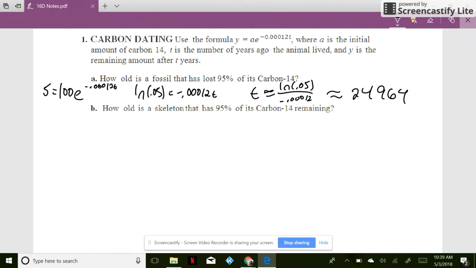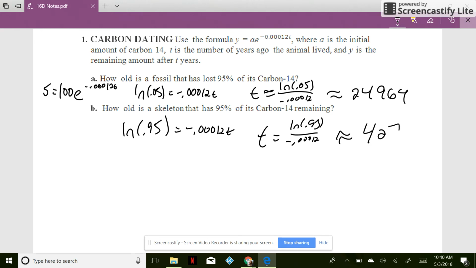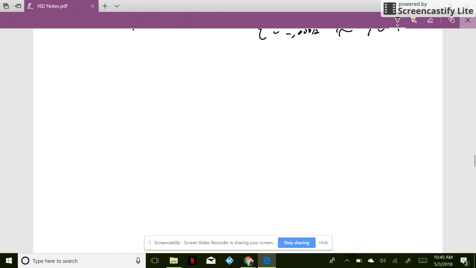So instead of 5 on the left-hand side, we're going to have 95. When you divide by 100, you'll end up with 0.95. So eventually we'll get to the natural log of 0.95 is the negative, all those zeros, t, and then t is the natural log of 0.95 divided by the coefficient. And this fossil ends up being 427 years old.